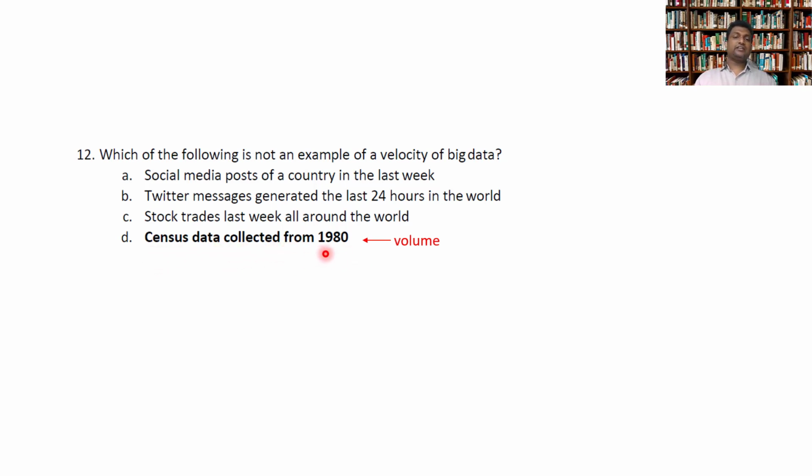Census data collected from 1980. There's no speed in this. What you can see from this is the large volume of data. So big data, another factor is large volume. These are the velocity, speed factor, how fast the data is being collected. This is an example for how big or how large the volume of data is.